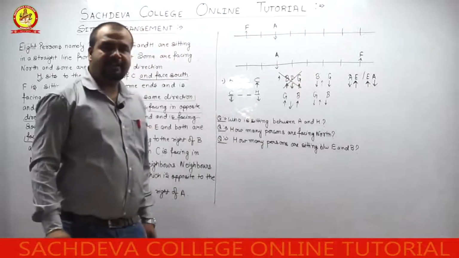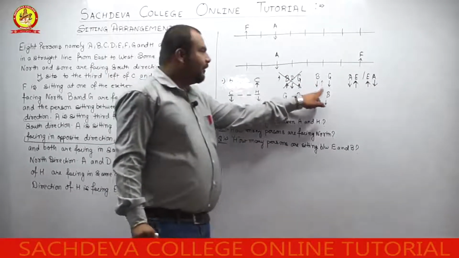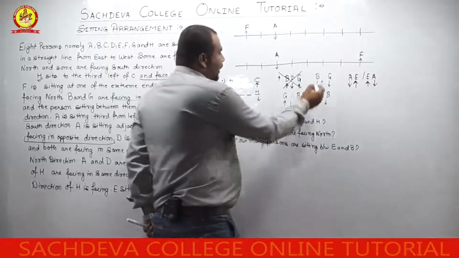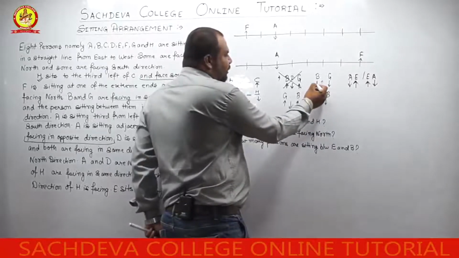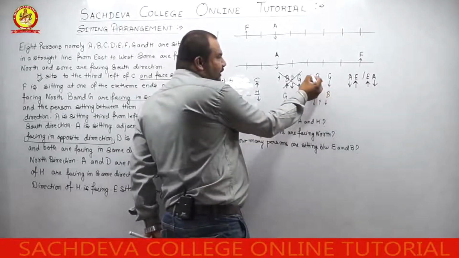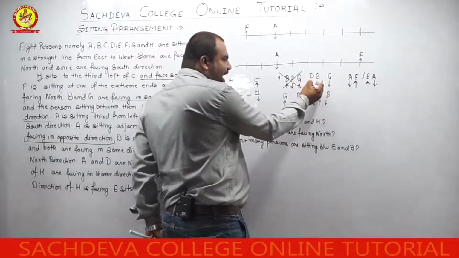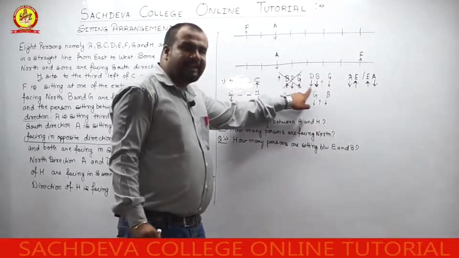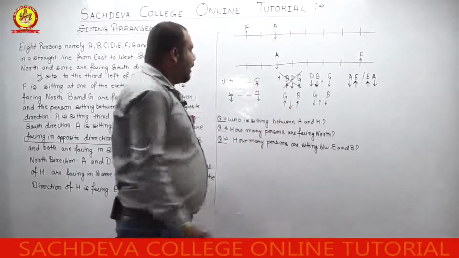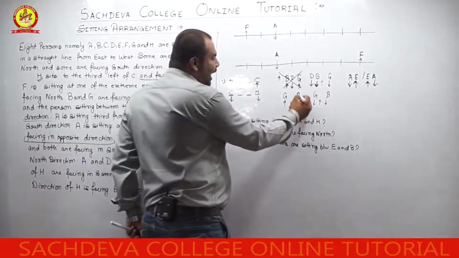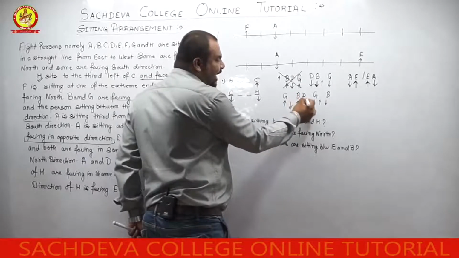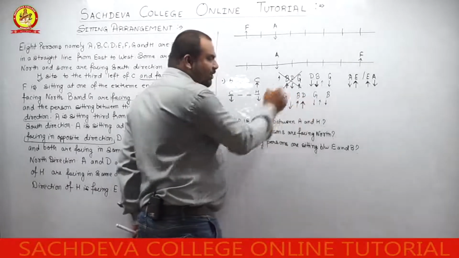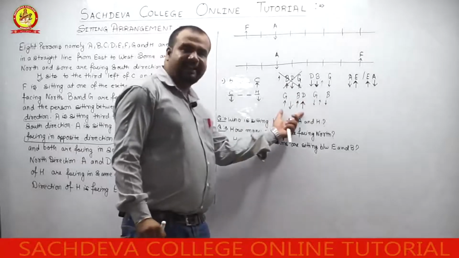Again, if we go with this, then B is facing in south direction and right of B will be this side. Now there is a possibility that D can face in same direction. So this can be taken up. Now again, B is facing north and D is sitting to the immediate right of B. So same direction is possible. So again this can also be taken up.